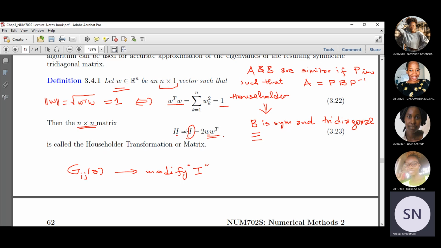And what do we subtract from the identity matrix? 2 times the product of W with its transpose. And we obtain this transformation. Okay, I hope it is clear. There are some analogies, a few analogies, but not exactly the same.